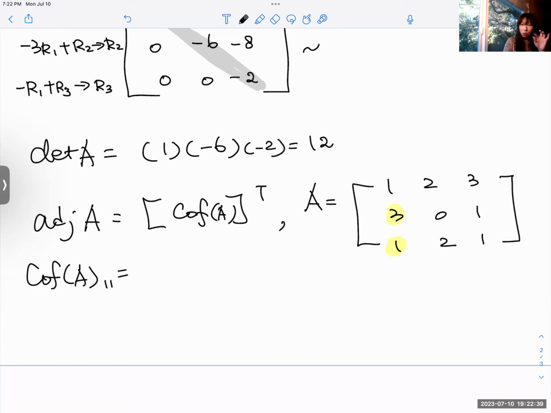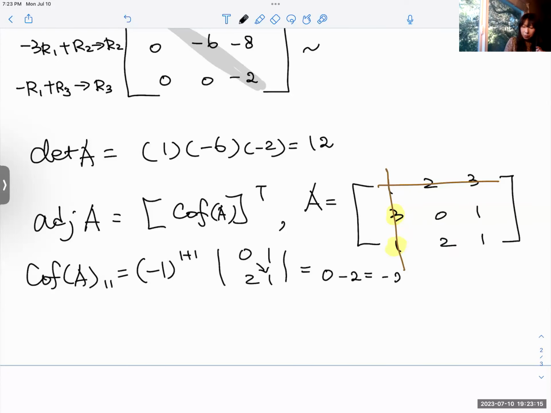So we cross out row 1, column 1, right? Now we need to deal with the sign: 1 plus 1, positive. Now we have 0, 1, 2, 1. So we multiply this way: 0 minus 2, which is -2, right?